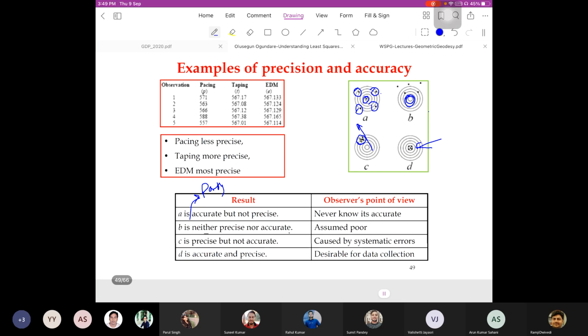Okay, so in the case of B, you could see such a data set you never want, where you are neither near the true value nor precise. You are just collecting data and it is useless. So it is assumed poor. Okay, you should avoid it. So this is a slight example of your understanding of precision and accuracy.